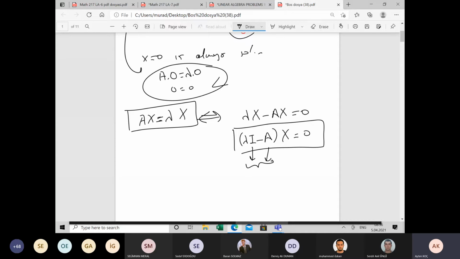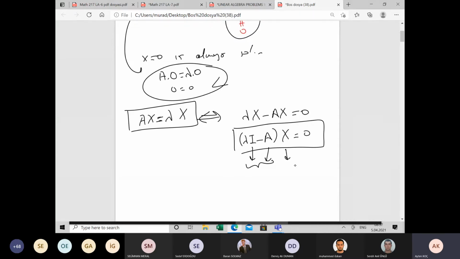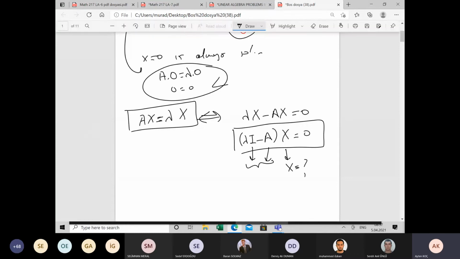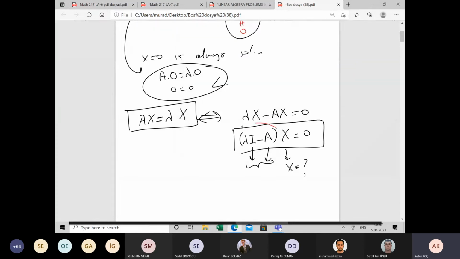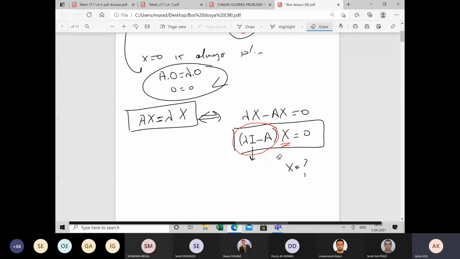Our aim is to find the x. So what does it mean? The coefficient is a matrix here. This one is a matrix. This one is a vector x. Our aim is to find x. What does it mean, this one? This one is a homogeneous system. Look at this one. This is a homogeneous system, because the right-hand side is 0, and this one is the coefficient matrix, and we find the x.